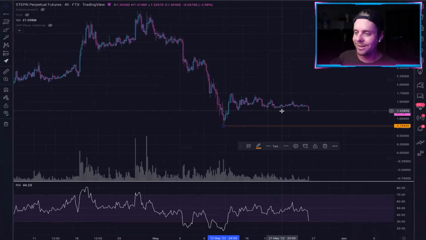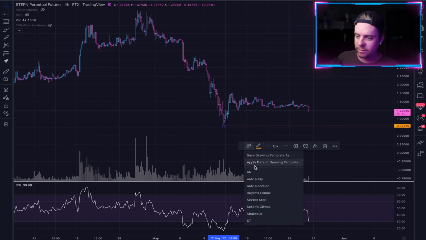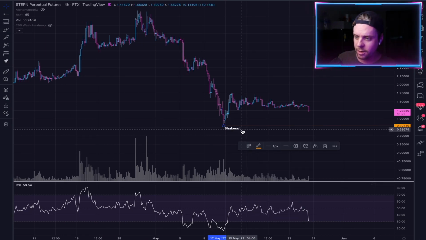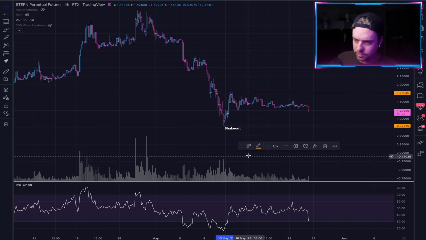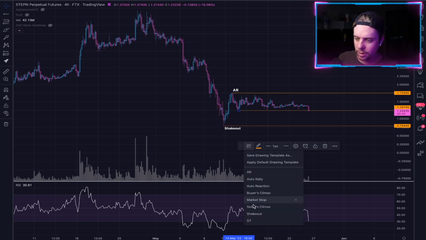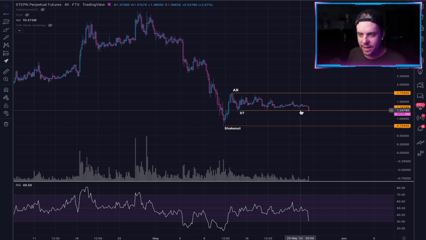And when we take a look at Stepn, along with a lot of other cryptos, we're seeing that. So we've got our large shakeout. Where's our shakeout? Boom, shakeout. We've got our automatic rally right here. Automatic rally. There we go. And we got our secondary test. Secondary test, shakeout, whatever you want to call it. Ultimately, just identifying the trading range that has developed on top of the shakeout.